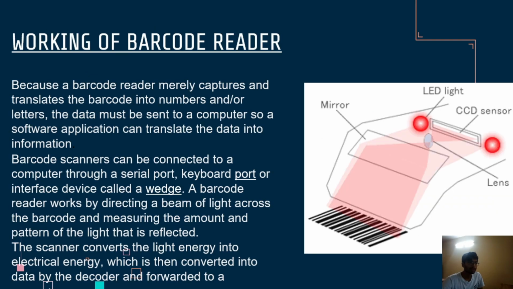Working of barcode reader. Because a barcode reader merely captures and translates the barcode into numbers or letters, the data must be sent to a computer so a software application can translate the data into information. Barcode scanners can be connected to a computer through a serial port, keyboard port, or interface device called a wedge. A barcode reader works by directing a beam of light across the barcode and measuring the amount and pattern of light that is reflected. The scanner converts the light energy into electrical energy, which is then converted into data by decoder and forwarded to a computer.